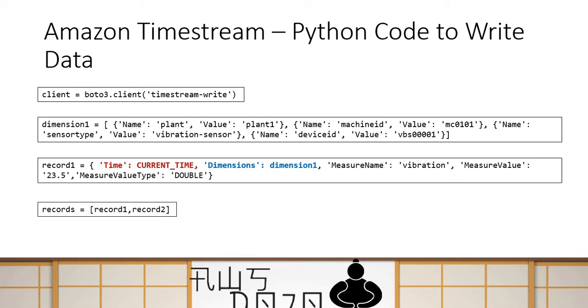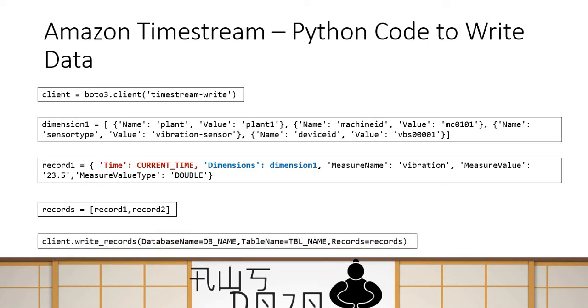So you might want to do some kind of edge based batching, and then you send the records, and voila, after that it is pretty straightforward. You say I'm going to write my records, and this is my database, this is the time stream database. This is the table, the time stream table. And then these are my records. And then it will simply go and write your records. So this is how you write code for time stream. You create a client, you define your dimension, you create your records, you put all your records into a batch like an array of records, and you simply write the records. So that's how the code works to write data to time stream database.